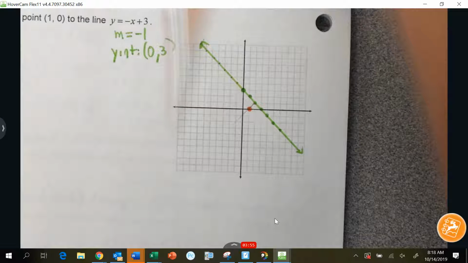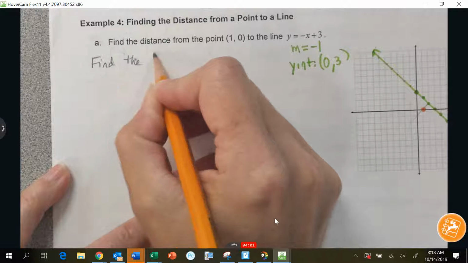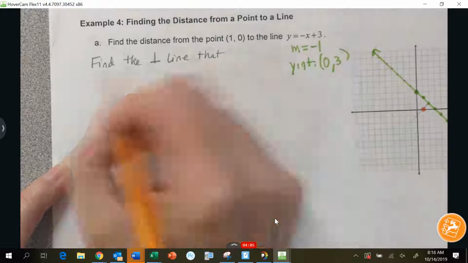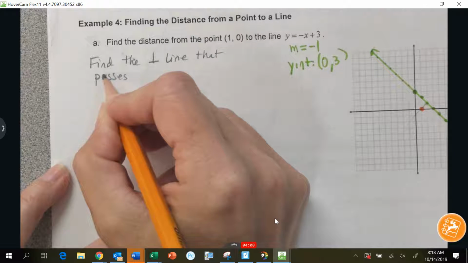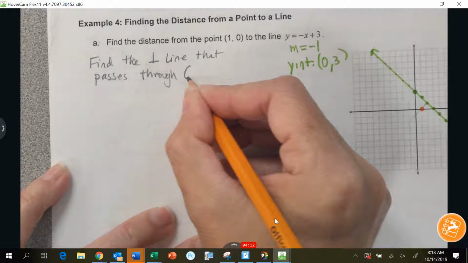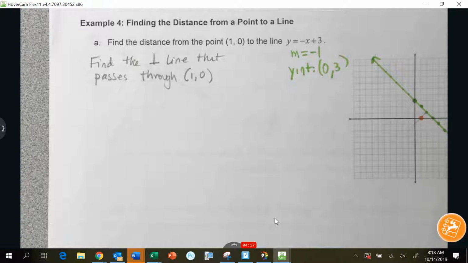So my first step is I'm going to find the perpendicular line that passes through (1, 0). To find the perpendicular line that passes through (1, 0). So this is what you did for your assignment. Denise, you did your assignment, right? What should I do to find the perpendicular line? What's something I need?